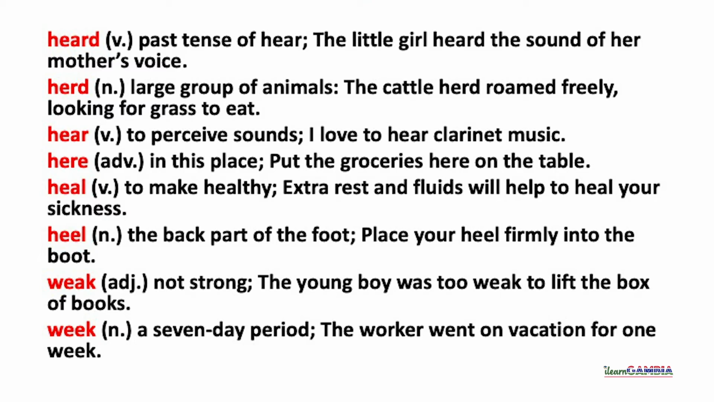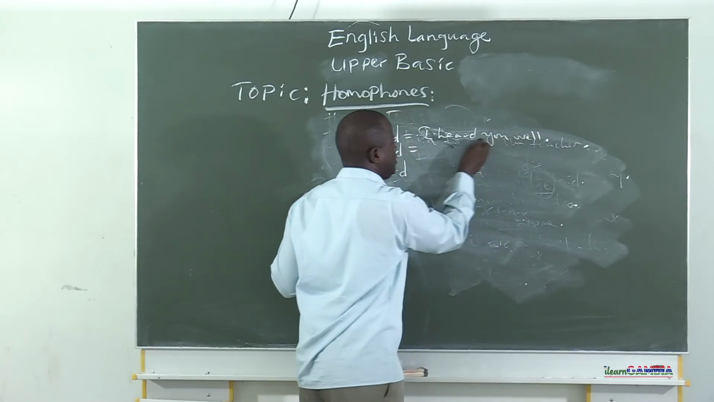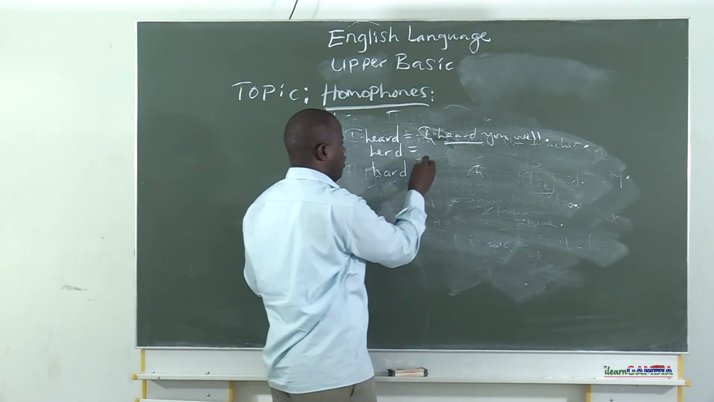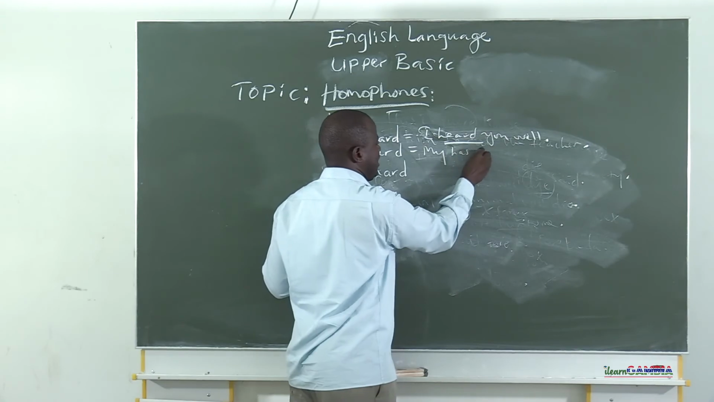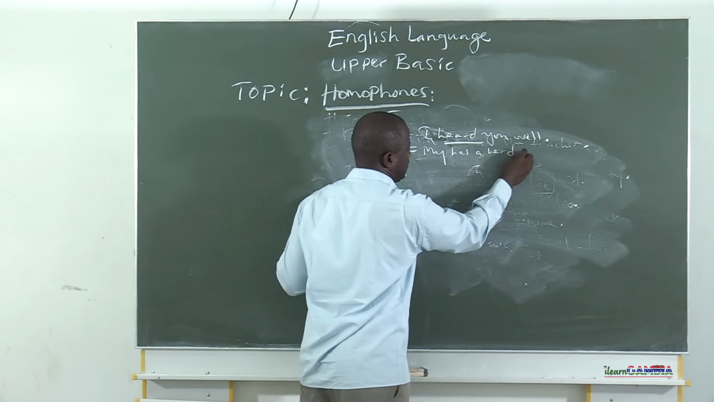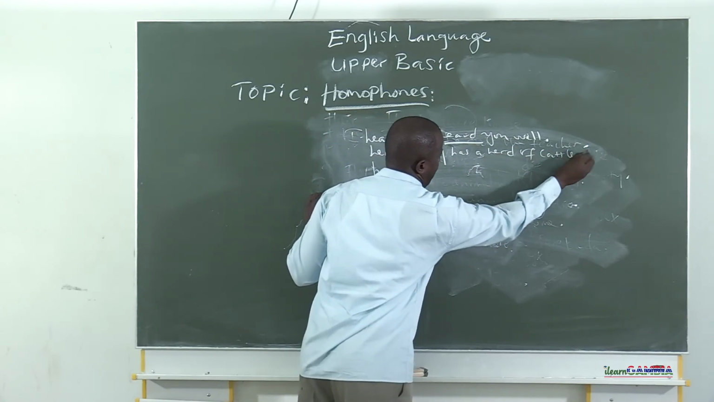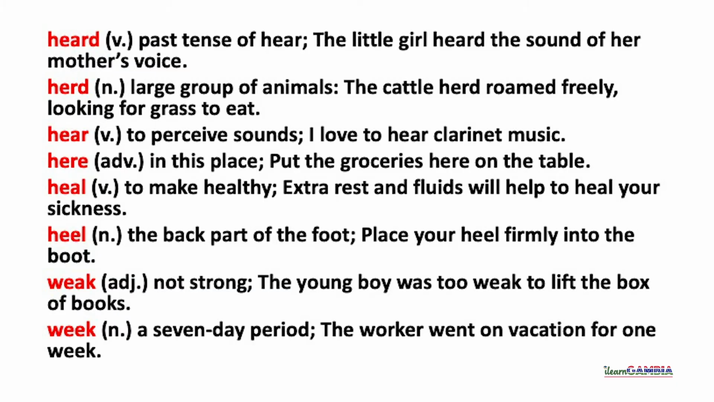For example, when you say, "I heard you well," we expect you to use this one. You say, "I heard you well." Or this other one, we said, "My uncle has a herd of cattle." So the two words are used differently. Is that good? Now we move on.